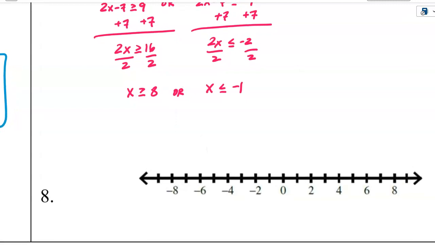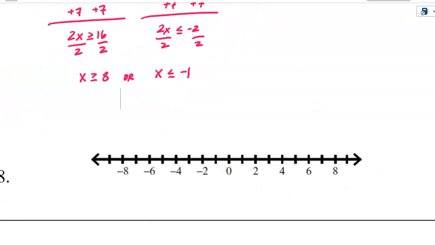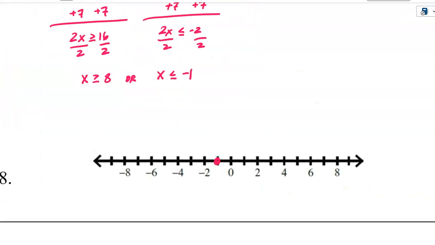Okay, now let's go ahead and graph that. At -1, all of x has to be less than that, or equal to it, and then 8, equal to 8, and here.